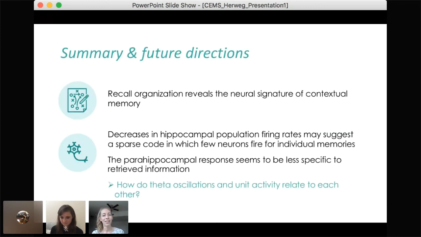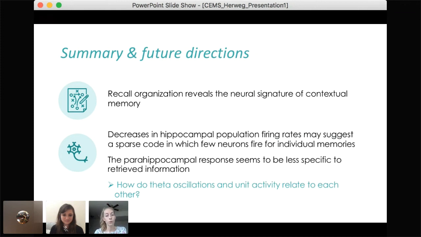So to summarize, in the first part, I have shown you that we can use spatial and temporal clustering during recall to infer the retrieval of spatial and temporal context. And then we have used that method to show that there is a decrease in population firing rates in the medial temporal lobe whenever spatial or temporal context is successfully encoded or retrieved. And that decrease is most pronounced in the hippocampus, which aligns well with the idea that the hippocampus holds a sparse code where few neurons fire for individual memories.